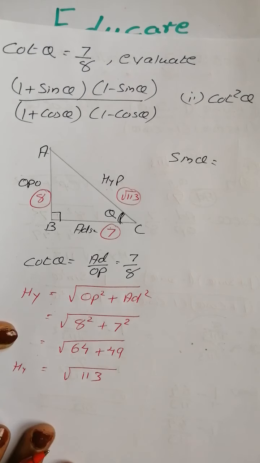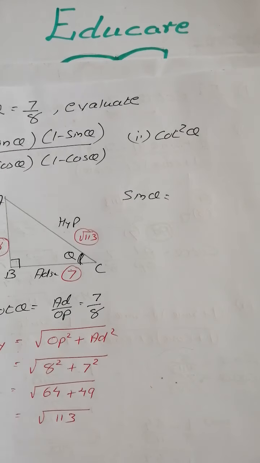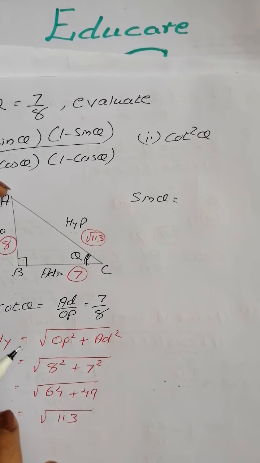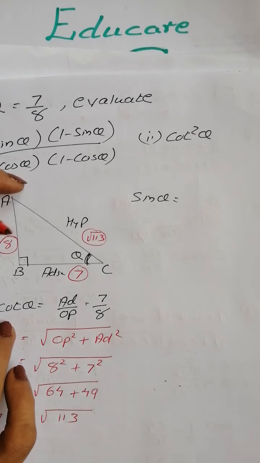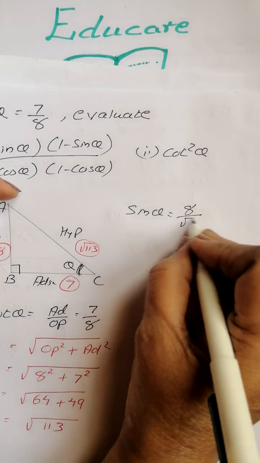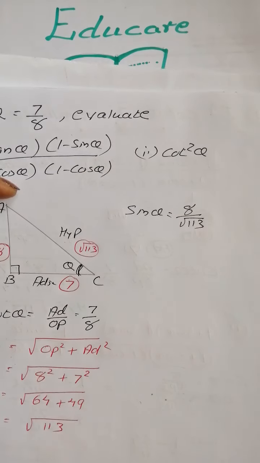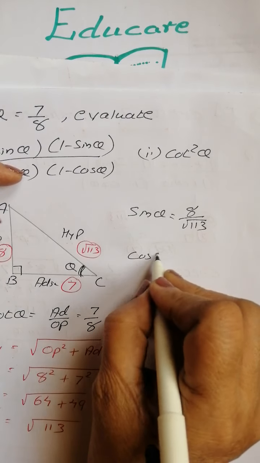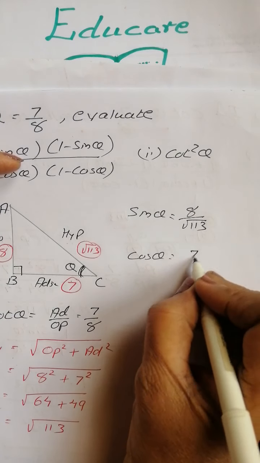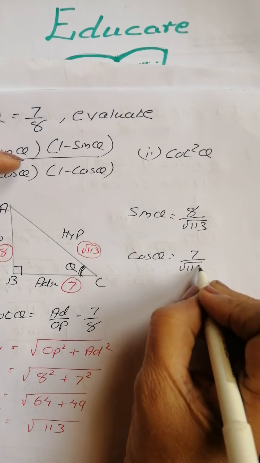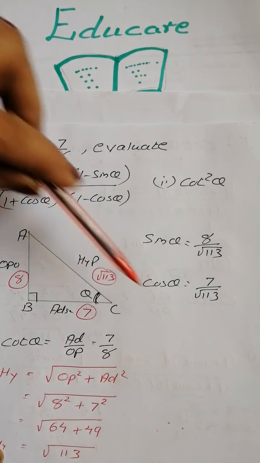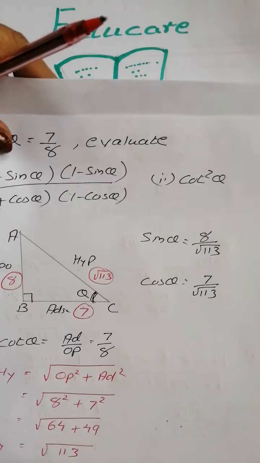Clear? Now we will find what is sine theta. What is the formula for sine theta? Sine theta is equal to opposite by hypotenuse. So what is opposite here? 8 by root 113. What is cos theta? Cos theta will be adjacent by hypotenuse. What is adjacent here? 7 over root 113. Now, what all things do we want? Sine, we got it. Cos, we got it. Now we can evaluate. Clear?